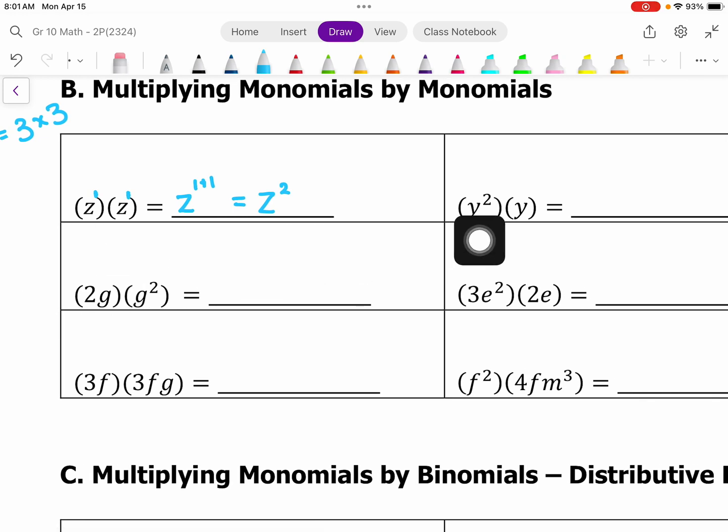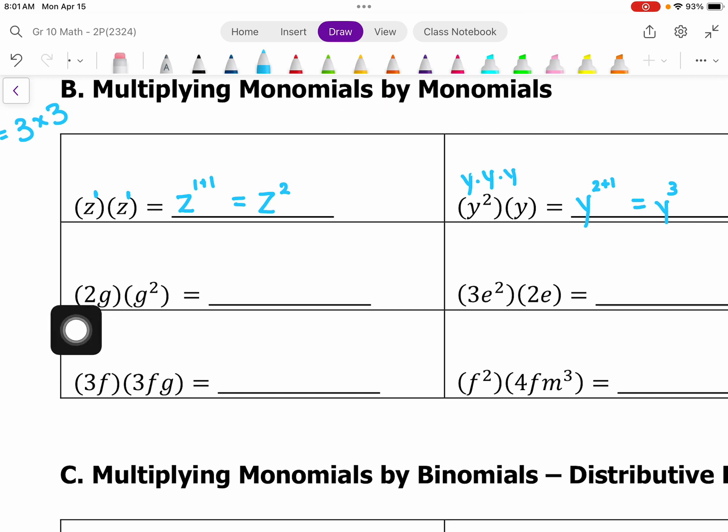Over here, y squared times y. So y squared just means y times y. And then I'm multiplying it by one more y. So in the end, I have 3 y's being multiplied. So y to the exponent 3. And I can show I have y to the exponent 2 plus 1. So y to the exponent 3, or y cubed.